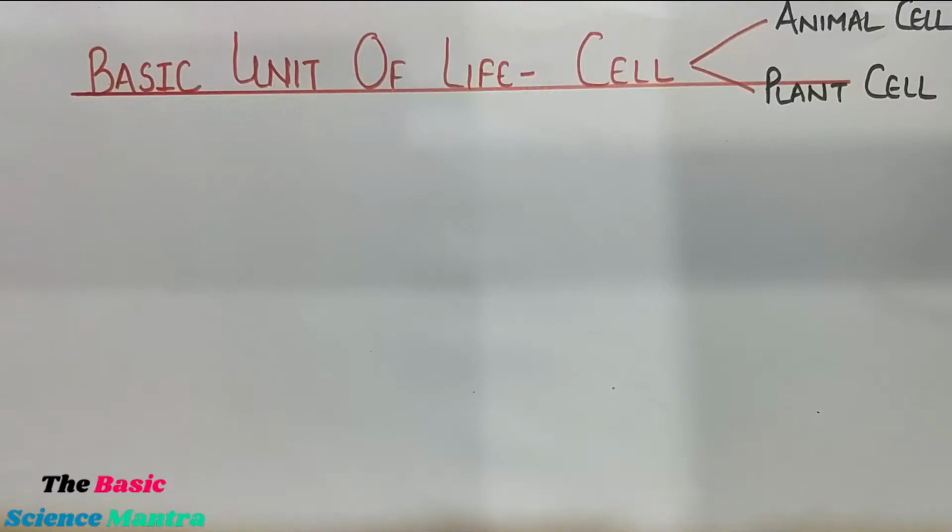Our today's topic is the basic unit of life, that is the cell: animal cell and plant cell. From 6th class onwards, we study about these cells and the basic differences between them. So today we learn how to draw the diagram of these cells and also the diagrammatic difference between these two cells. Now let's start.